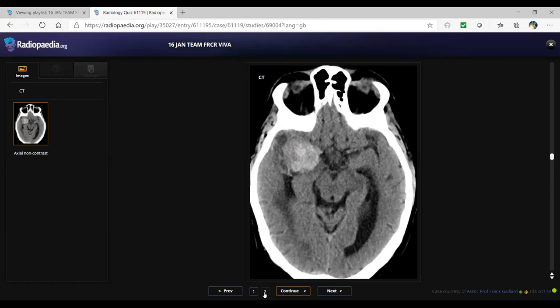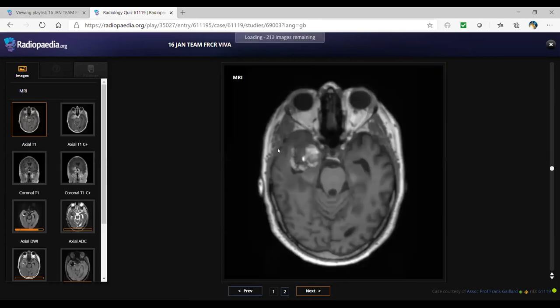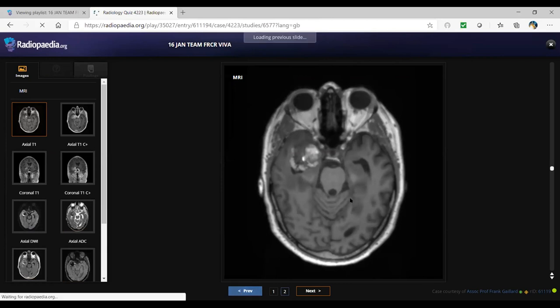And then you move on to the MR, and you see the high signal on the T1 weighted images and the intense enhancement. Being an intraaxial lesion, it's likely to be either a primary hemorrhagic tumor or a melanoma metastasis. In this case, it was histologically proven to be a melanoma metastasis, okay? So this was the last case.